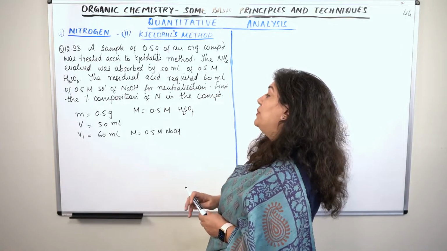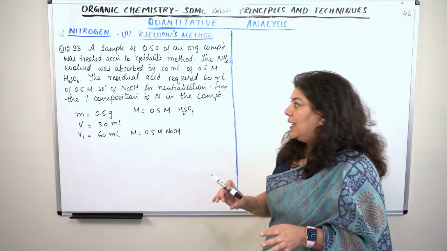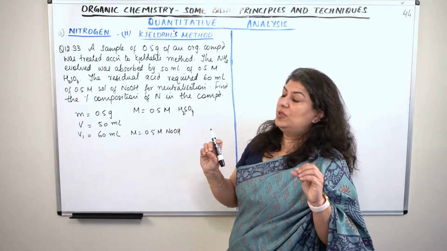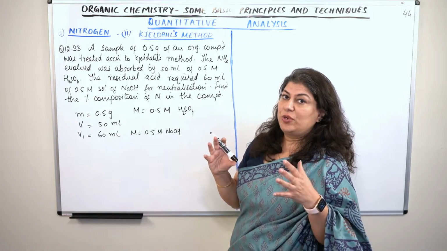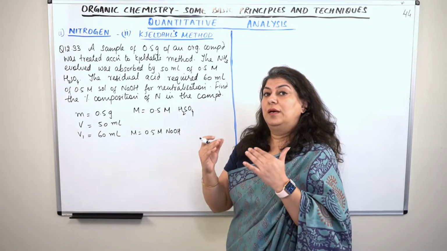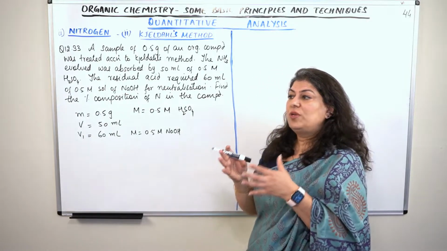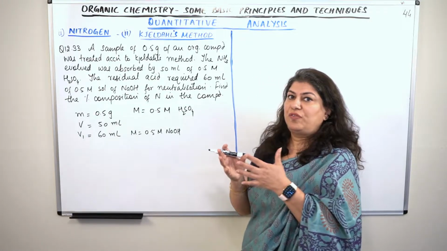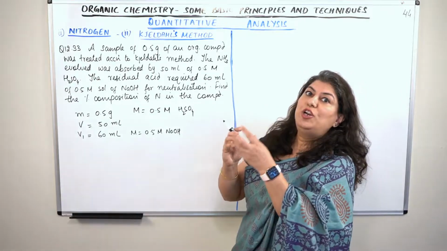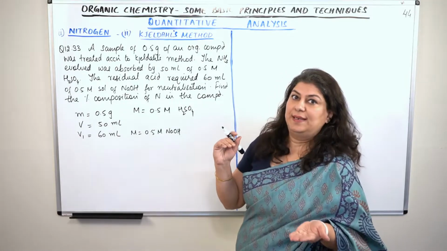You have to find out the percentage composition of nitrogen in the compound. Now, we know there are two reactions taking place here. What is our aim? Our aim is to find out the mass of ammonia produced. And in order to do that, we have to first find out the exact volume of the ammonia. To do that, we will start from the end.